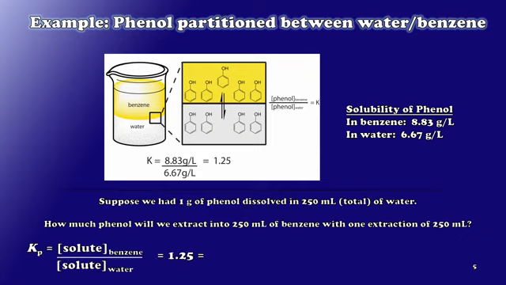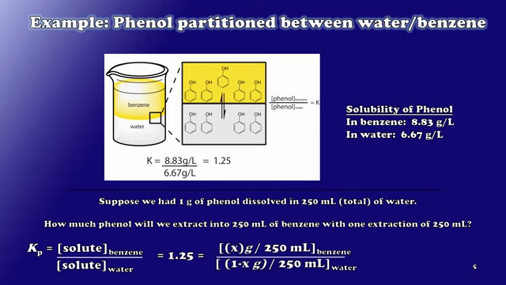Well, knowing that Kp is 1.25, and knowing that the amount which moves out of the water, x grams, must be equal to the amount which accumulates in the benzene, this gives me a single equation with one unknown, which I can solve using some high school algebra, and discover that 0.56 grams of my original 1 gram of phenol has moved into the benzene layer. So I can use the partitioning coefficient to predict where I'm going to find most of my phenol at the end of this process.